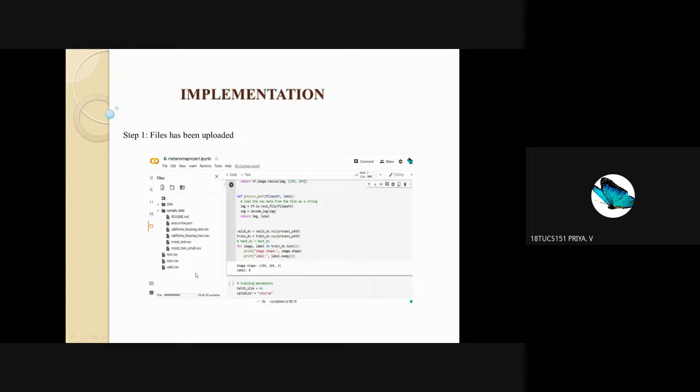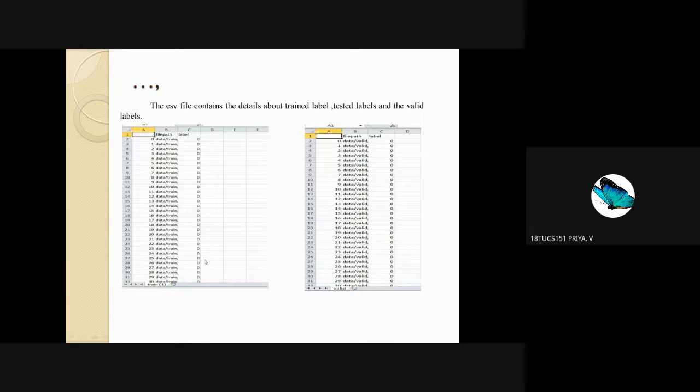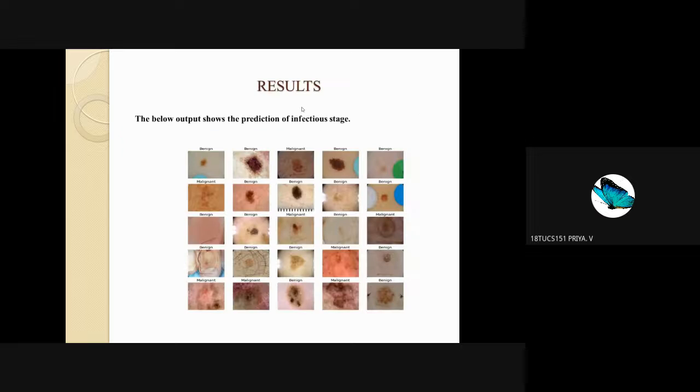The files have been uploaded, and next come the train and test CSV. In the train CSV, the images have been trained, and the labels 0 and 1 indicate whether it is benign or malignant. And this is the result for the particular image.